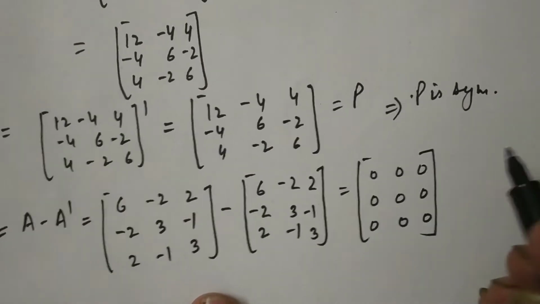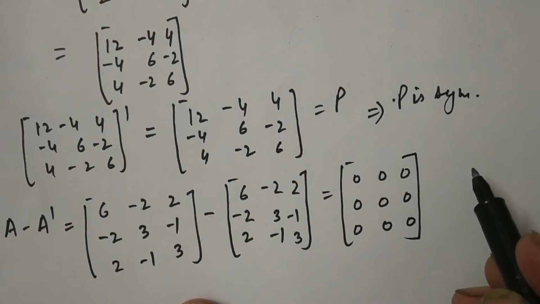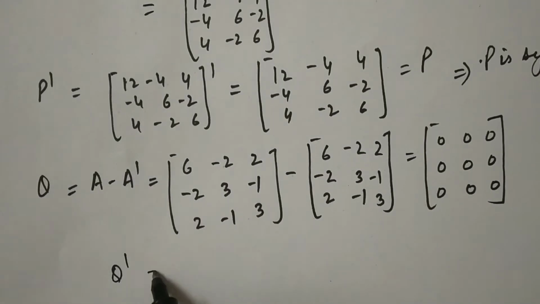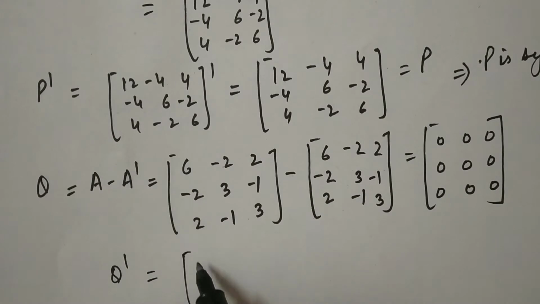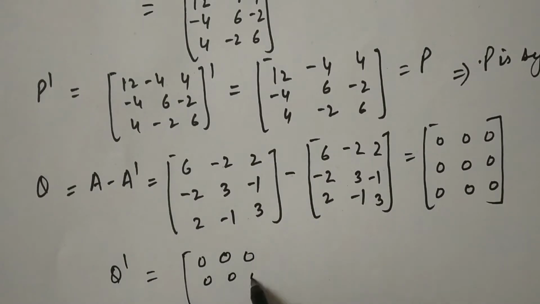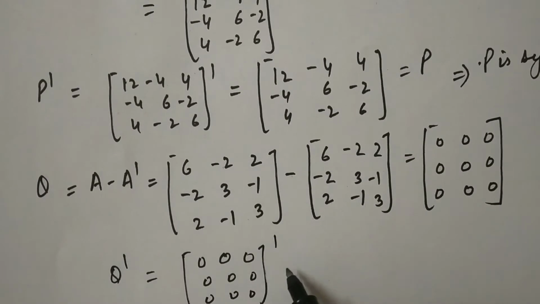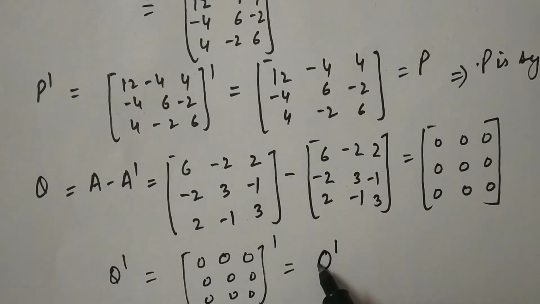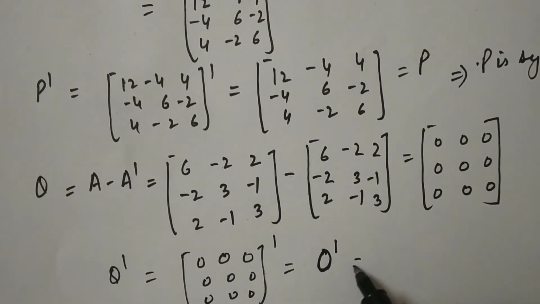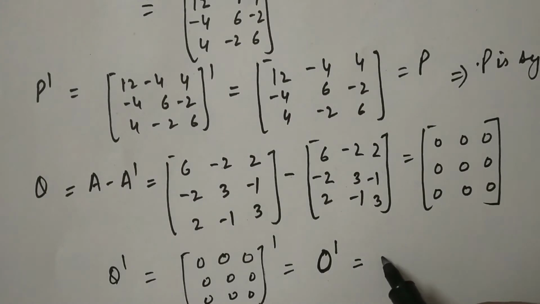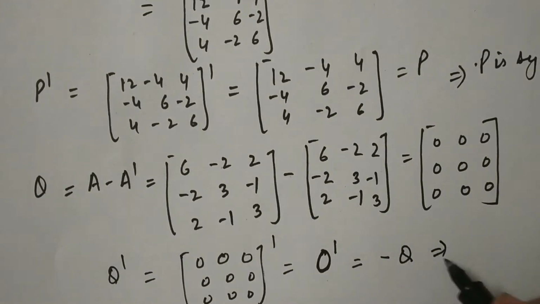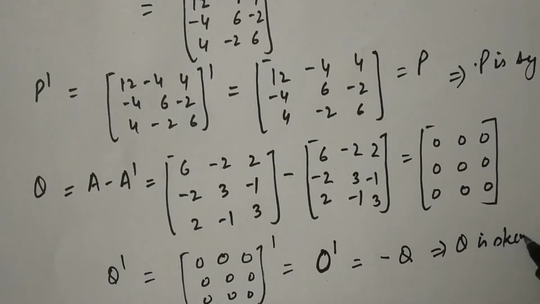So in this case, if I find Q dash, again I see it is a zero matrix that I have obtained here. Whether I write minus of Q, it is a zero matrix, which I write with the capital letter O. It hardly matters whether I write minus of Q because all elements are 0. So this says that Q is skew symmetric.